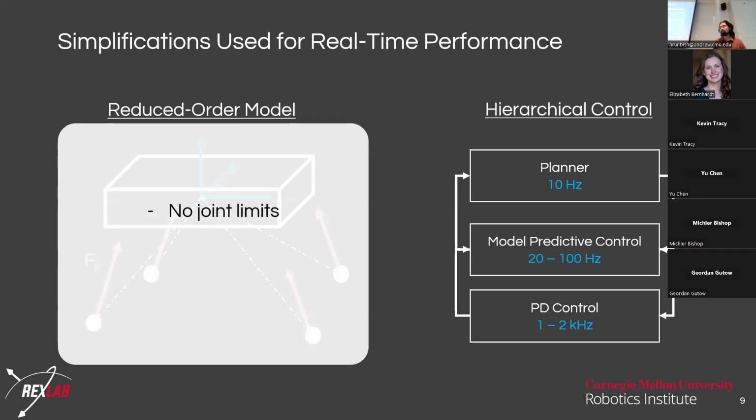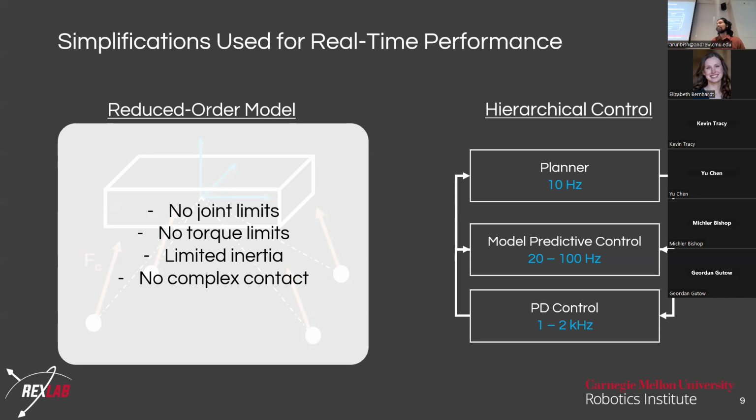In the case of reduced order models, it's harder to reason about joint limits and torque limits. You also have limited inertia reasoning. So this doesn't matter for trotting, but if you're doing balancing or you're trying to right yourself in the air, that's when you might want to care about what the legs are doing. And then the big thing I care about is it's hard to reason about contact. So if you want to use your knees, your shins, your elbows and stuff like that, and that's not in your reduced model, you're going to have to do a lot of things to be able to reason about that.